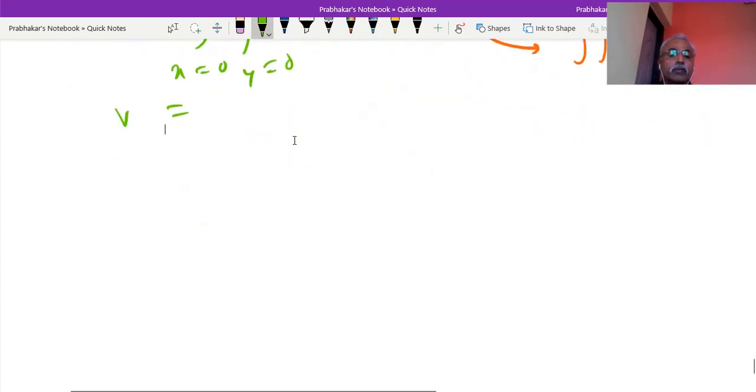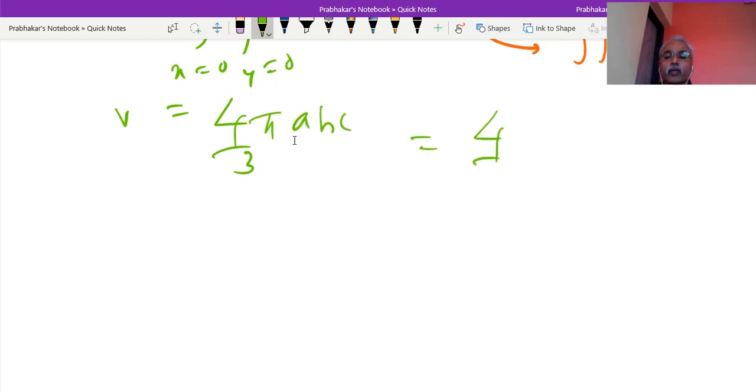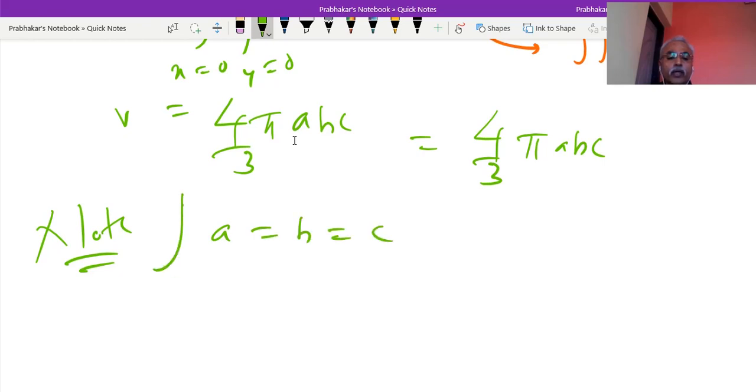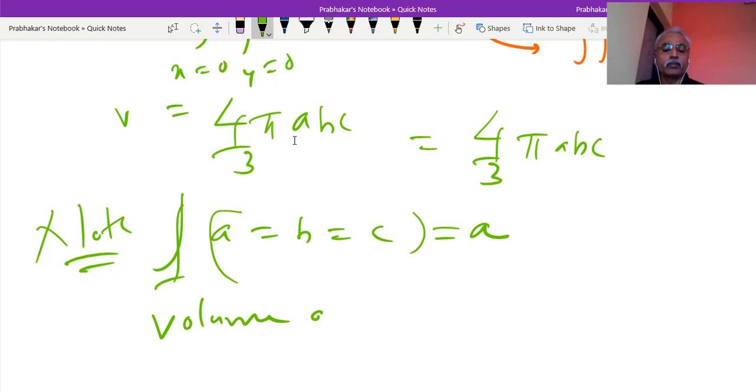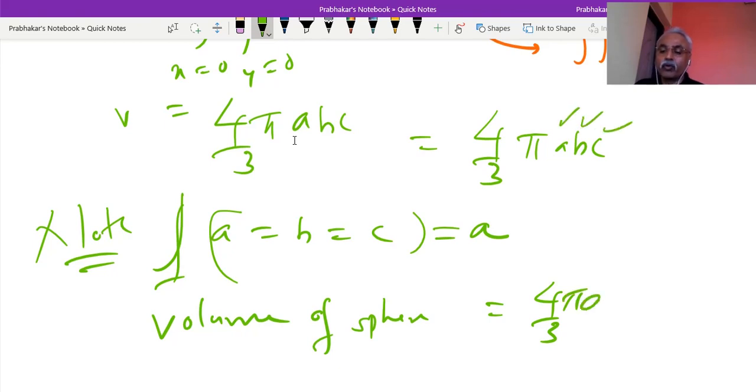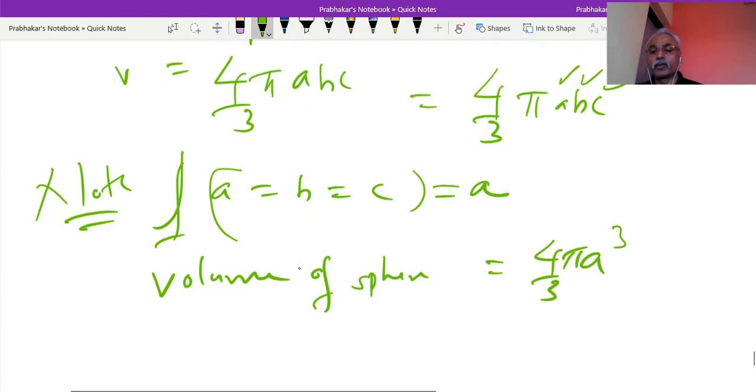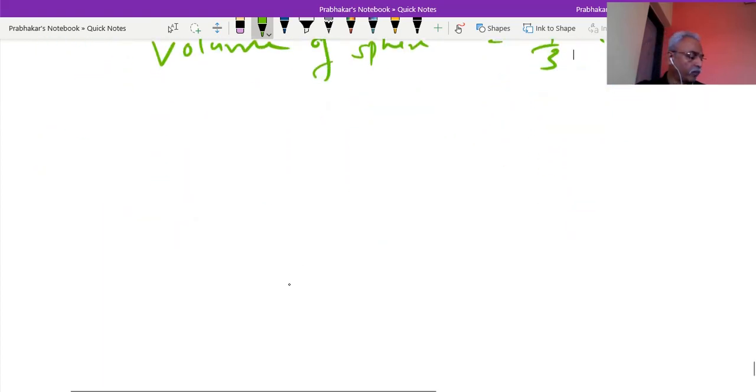So this was done in one of the classes. You can refer to that, class number 6. And you are going to end up with 4 by 3 pi a b c. I'm writing once again, 4 by 3 pi a b c. And note, in the ellipsoid, if you put a equal to b equal to c, say all equal to a, then it gives the volume of a sphere with radius a, which is 4 by 3 pi a into a into a, a cube. 4 by 3 pi r cube or 4 by 3 pi a cube is the standard volume of a sphere, which you have done many times.